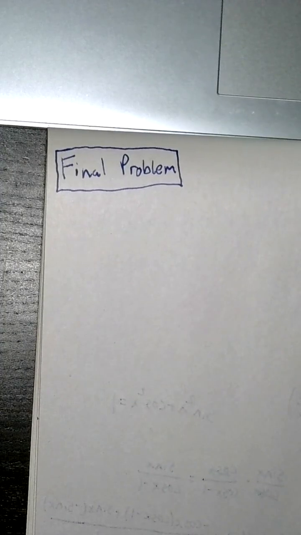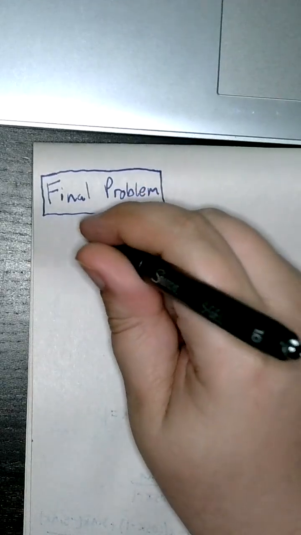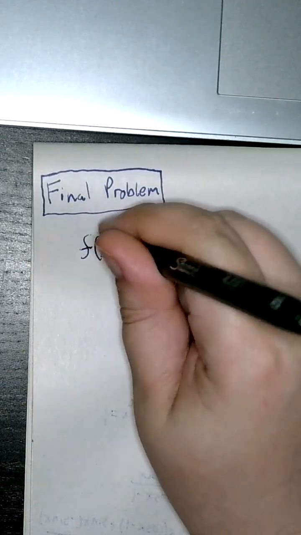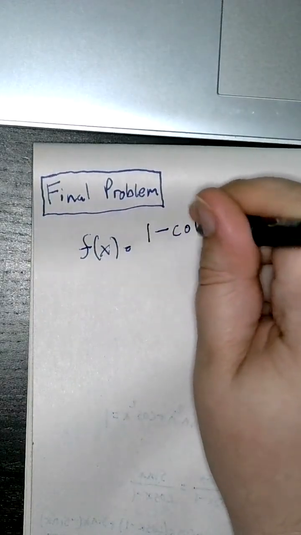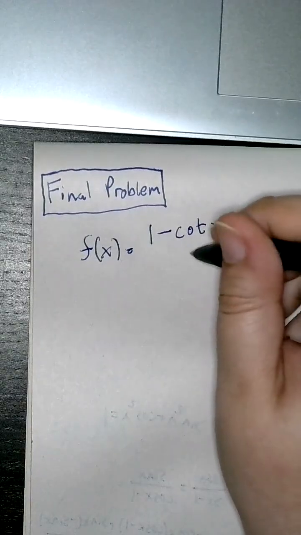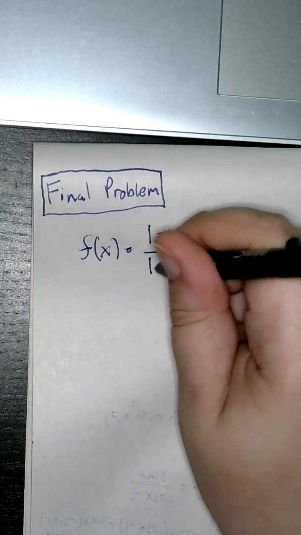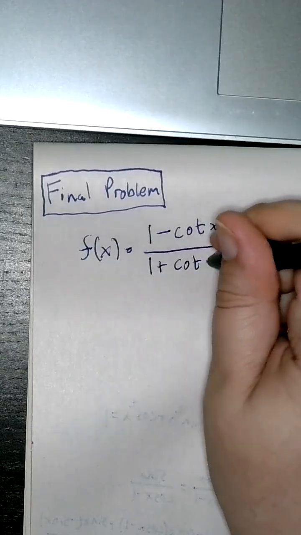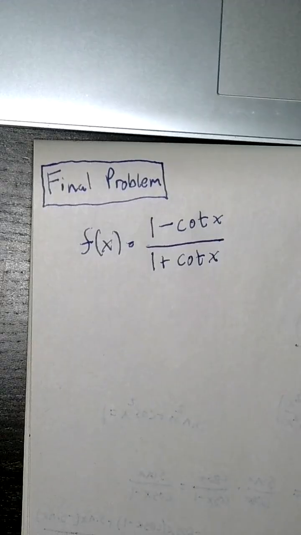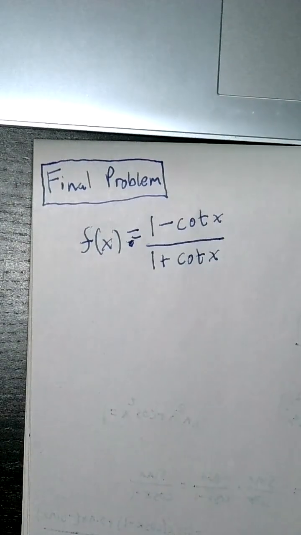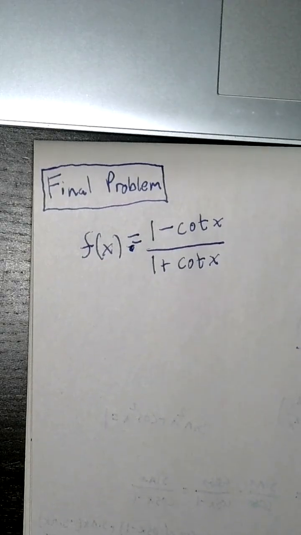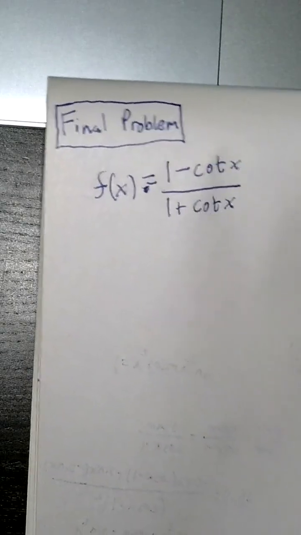Cool, so let's go ahead and do the final problem of the night. So that is going to be f of x is equal to the following. I have f of x is equal to 1 minus cotangent over 1 plus cotangent.